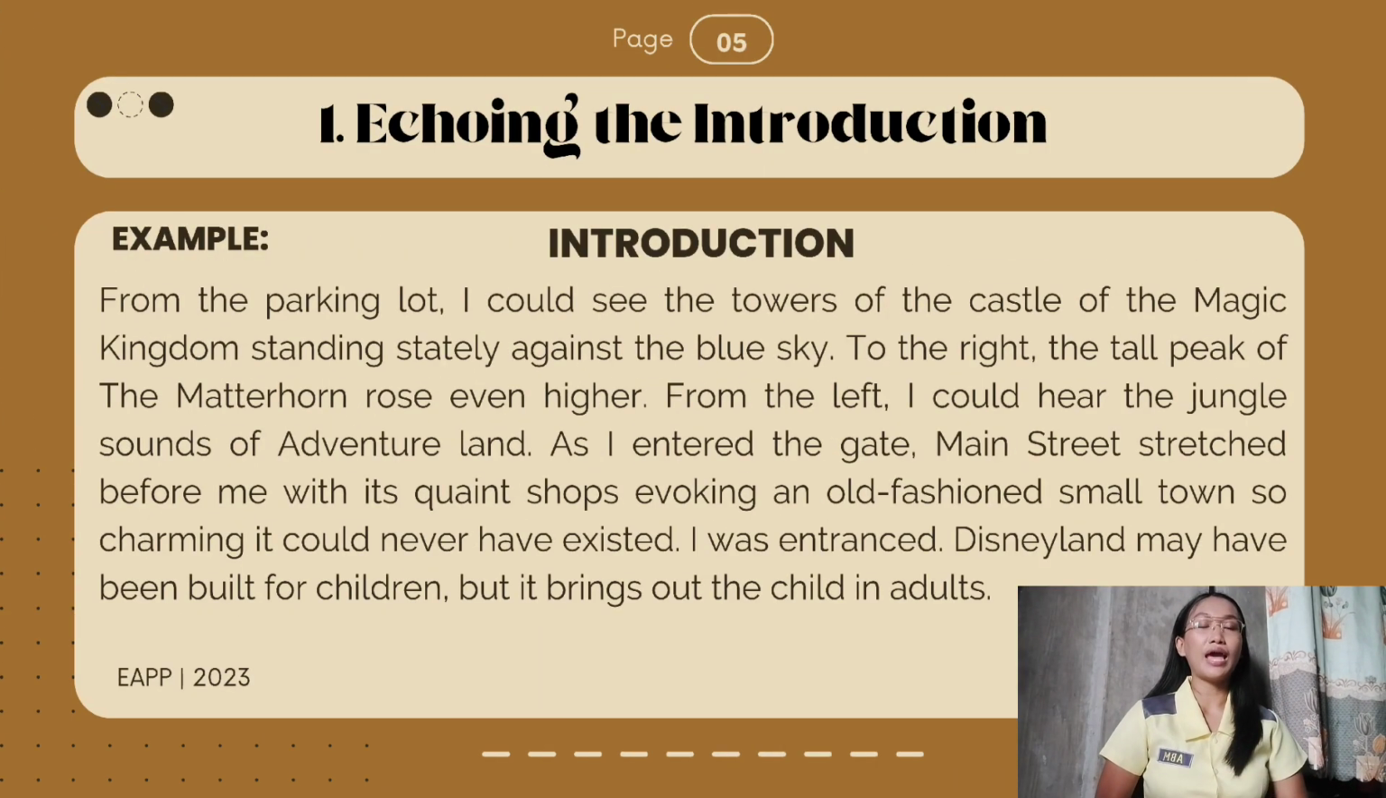So for example, the start of the introduction: From the parking lot, I could see the towers of the castle of the Magic Kingdom, standing stately against the blue sky. To the right, the tall peak of the Matterhorn rose even higher. From the left, I could hear the jungle sounds of Adventureland. As I entered the gate, Main Street stretched before me with its quaint shops evoking an old-fashioned small town so charming it could never have existed. I was entranced. Disneyland may have been built for children, but it brings out the child in adults.